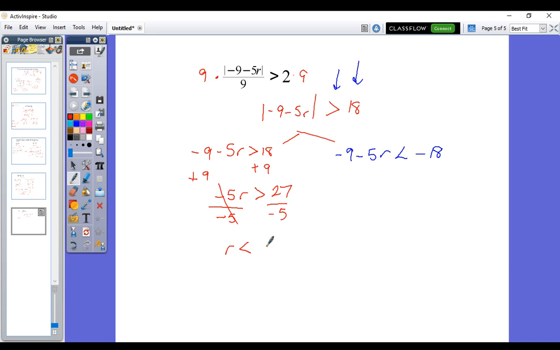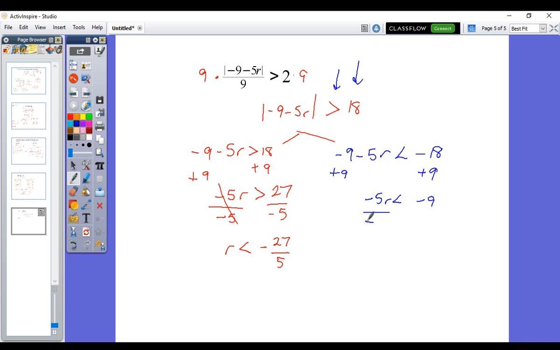And we take 27 divided by that, you can't actually divide, so we leave it as negative 27 over 5. Okay, anytime you divide by a negative across the inequality like that, it changes your inequality as well. So that's one answer. Let's look at the other one. It'll happen over here as well. So we add 9, 18 minus 9 is a negative 9. So we got negative 5r is less than negative 9.